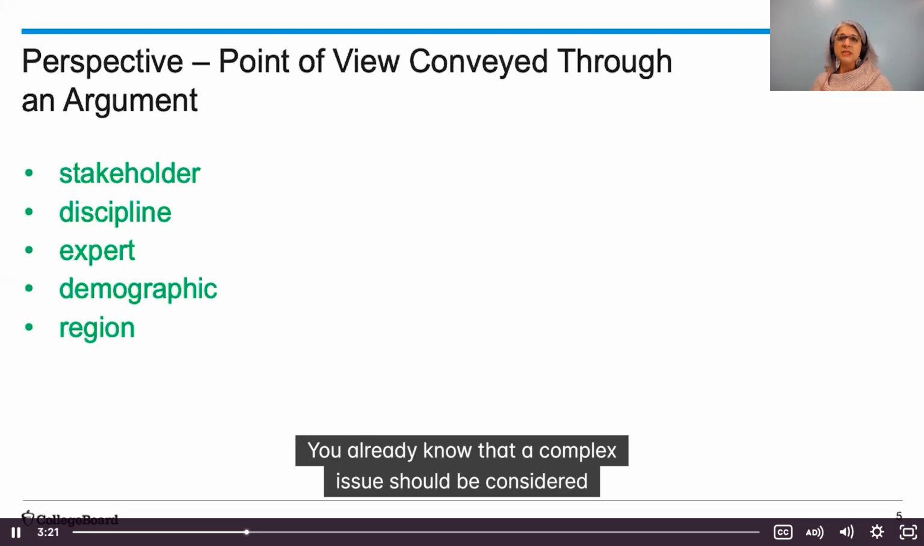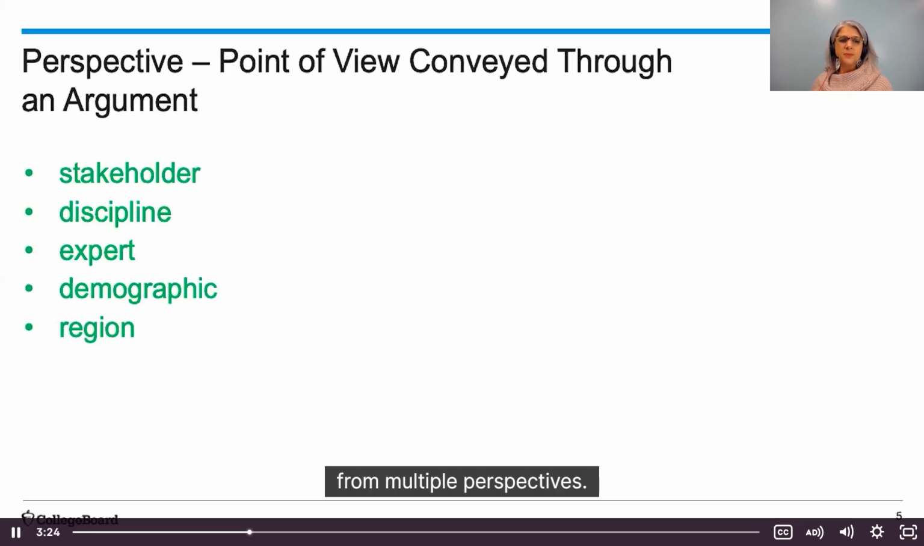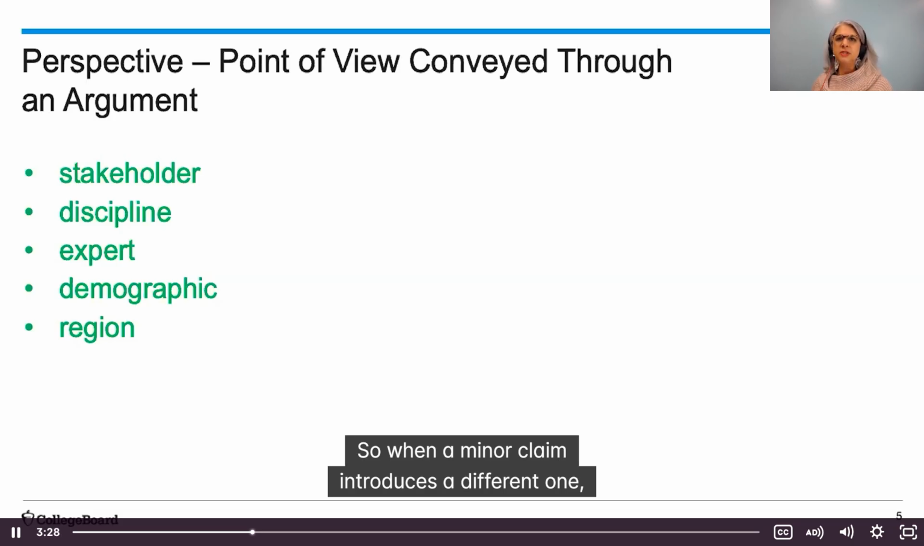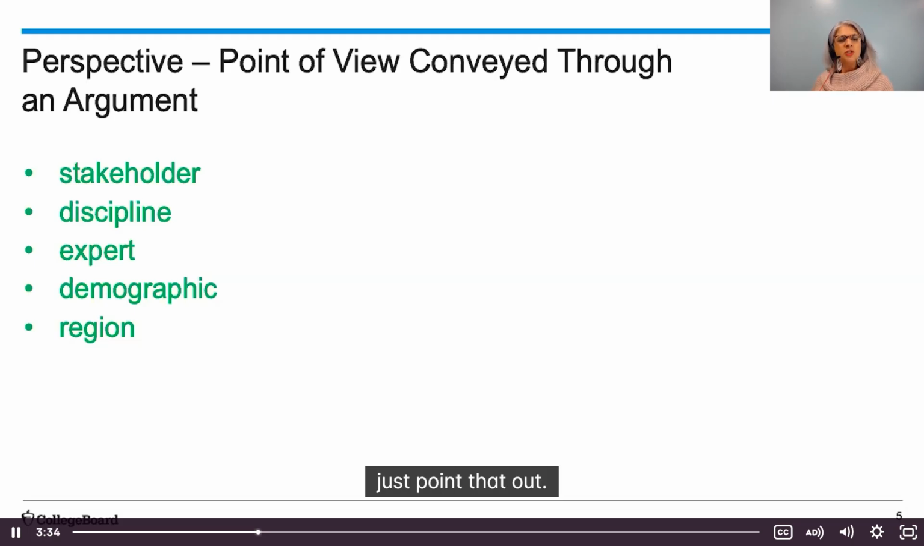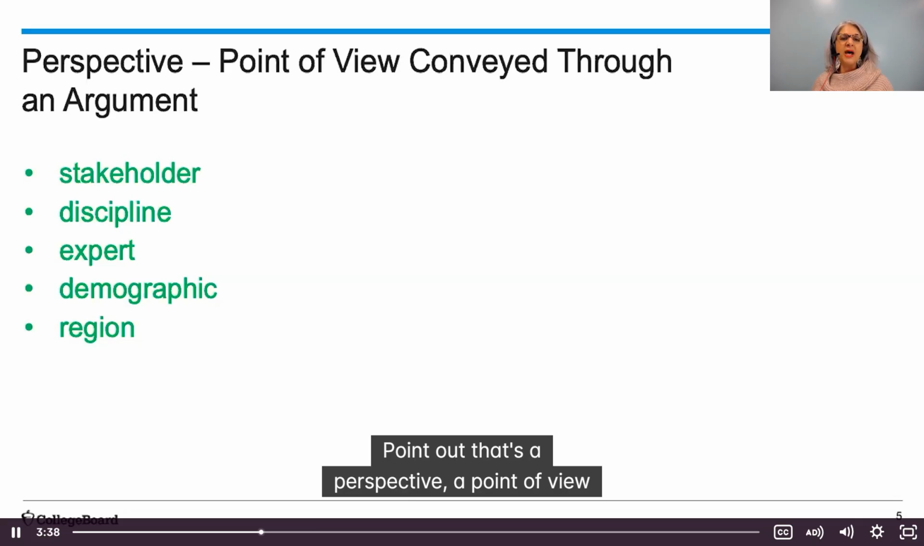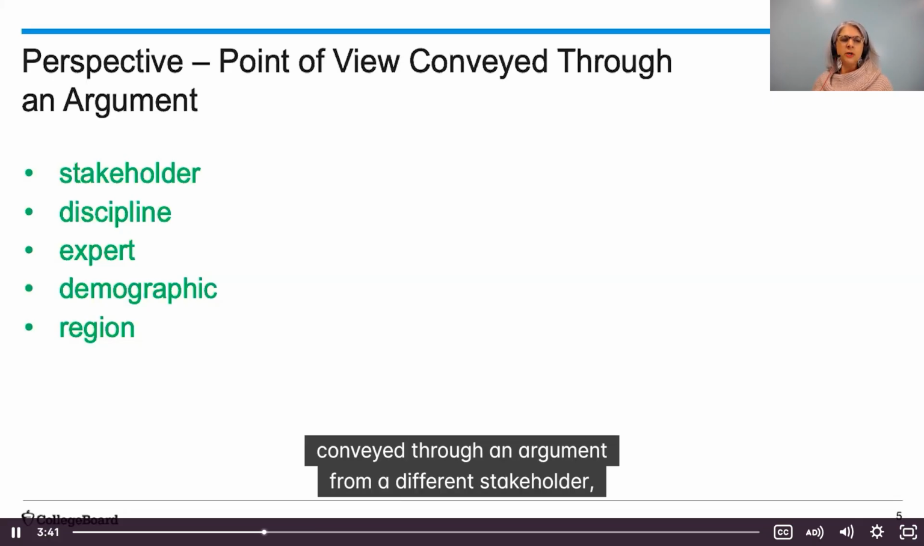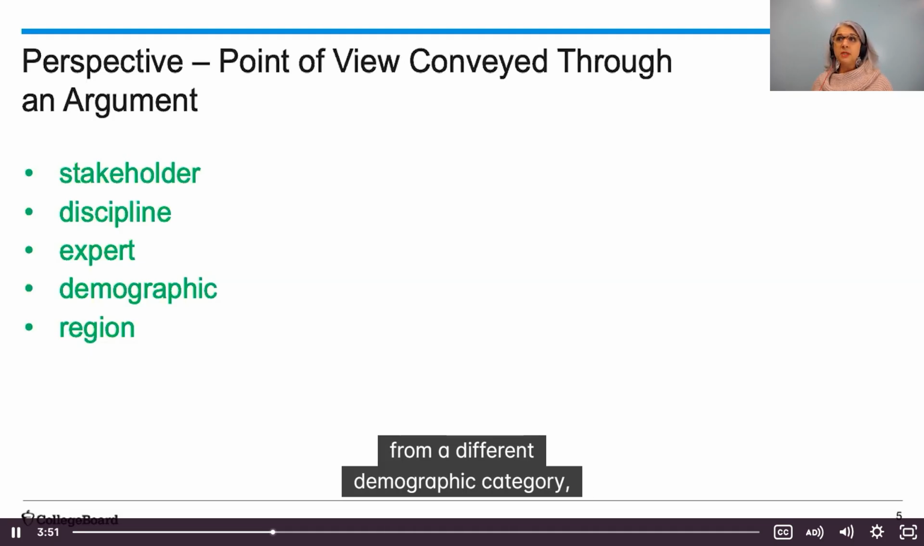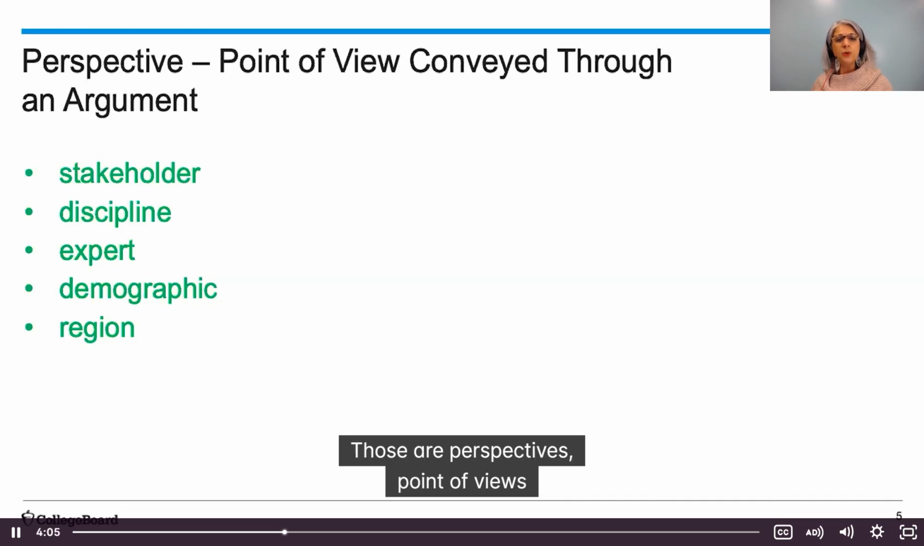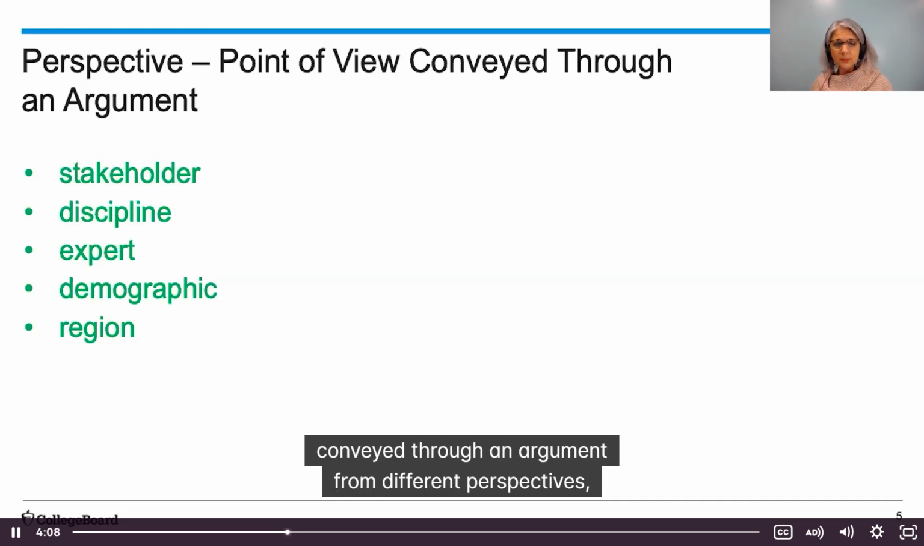You already know that a complex issue should be considered from multiple perspectives. So when a minor claim introduces a different one, or presents an opposing one, or proposes an alternate one, just point that out. Point out that that's a perspective, a point of view conveyed through an argument from a different stakeholder, from an expert in another field, from a different discipline, from a different demographic category, right? From a different gender, or maybe from a different region altogether. So one talks about the Southwest and one talks about the Northwest. Those are perspectives, point of views conveyed through an argument from different perspectives, right?